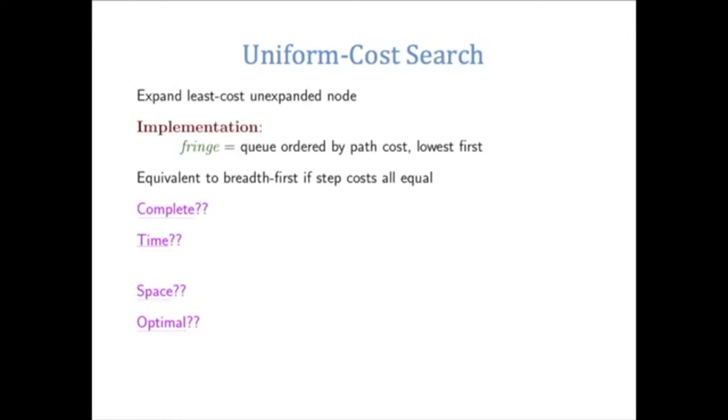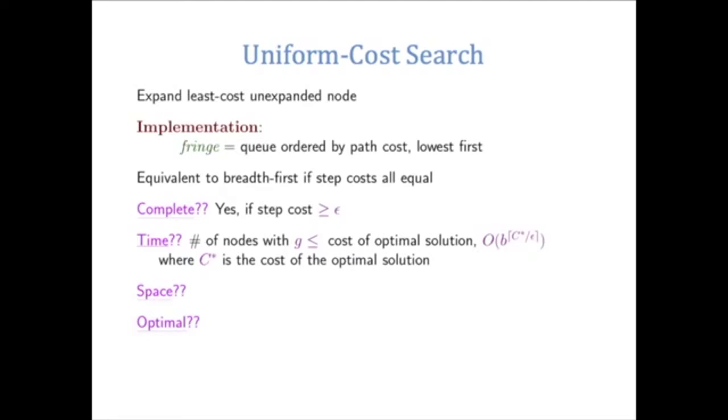So let's find out the characteristics of uniform cost search. So is it complete? Can we reach all the states? And yes, if the step cost is greater than or equal to epsilon. Time, well, it's the number of nodes where g, our metric, is less than or equal to the cost of the optimal solution, and it's order of b to the upper bound of C star divided by epsilon, where C star is the cost of the optimal solution. Space, basically the same.